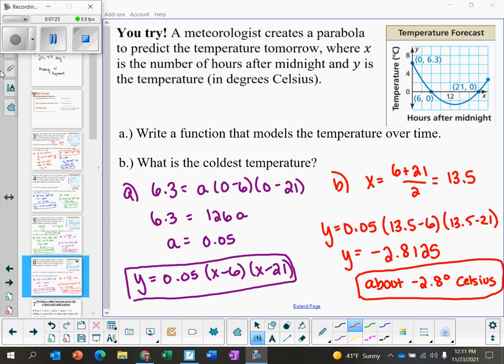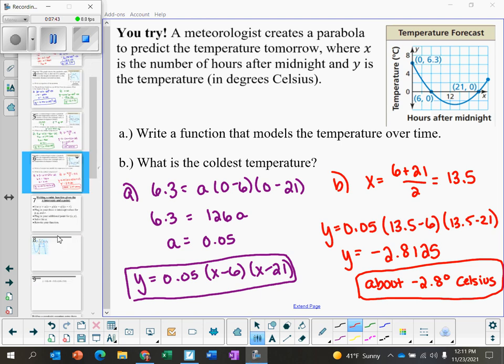All right, so my equation ends up being y equals 0.05 times x minus 6 times x minus 21. And for the coldest temperature, the x value of the vertex was 13.5. And when I substitute that back in, I get negative 2.8125. So that's about negative 2.8 degrees Celsius.